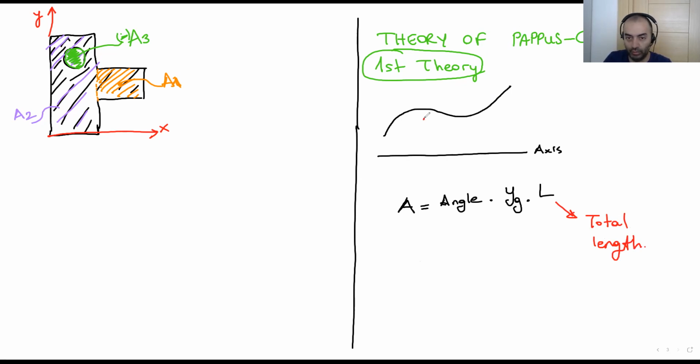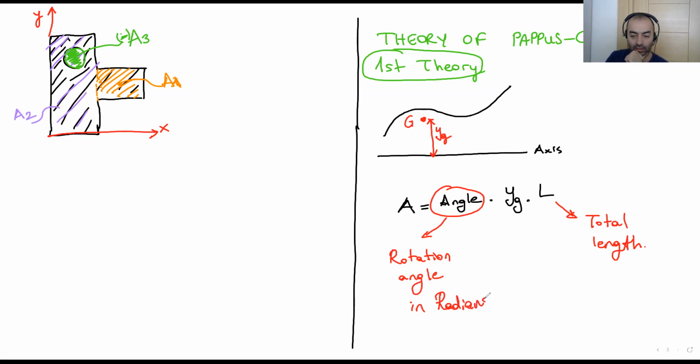Let's say the center of gravity is here. This is YG. Y angle is the rotation angle. This is the rotation angle in radians, not degrees, in radians. Okay, the angle is that.